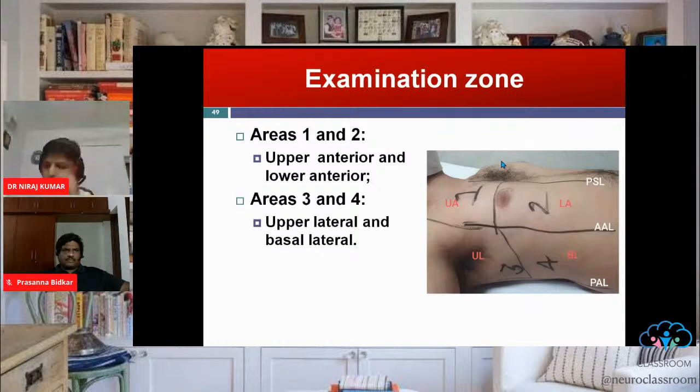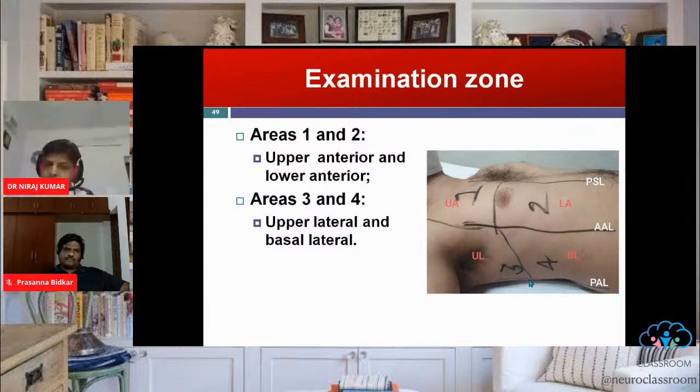So we have almost covered all the pathological parts of the lung. Now there is a concept of the zones for examination. If you are able to examine when the patient is supine, this was described by Volpicelli: take three lines. The first line is the parasternal line, the second is the anterior axillary line, and the third you draw at the posterior axillary line. The zone between the parasternal and anterior axillary line is called the anterior zone. And the zone between the anterior axillary and the posterior axillary line is called the lateral zone.